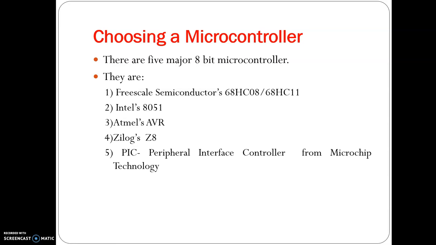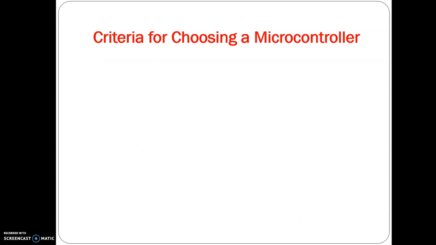Now the question that comes to our mind is, for any particular application, how to choose a microcontroller? Because these are very close to each other. We can see that there are some features which are unique to one. So how do we decide that this particular feature is more suitable for my particular application? In this segment of the video, we are going to learn the criteria for choosing a microcontroller.